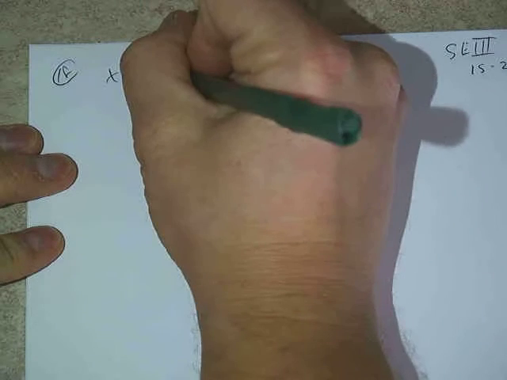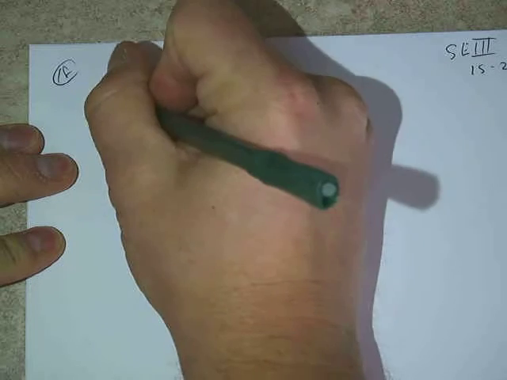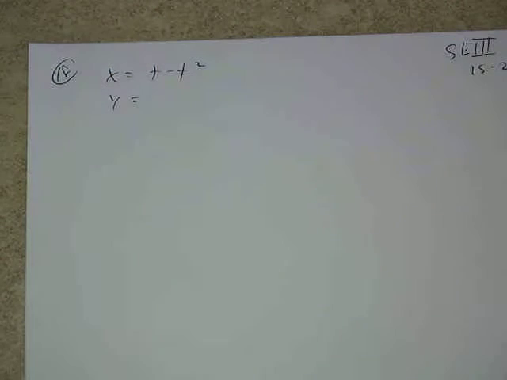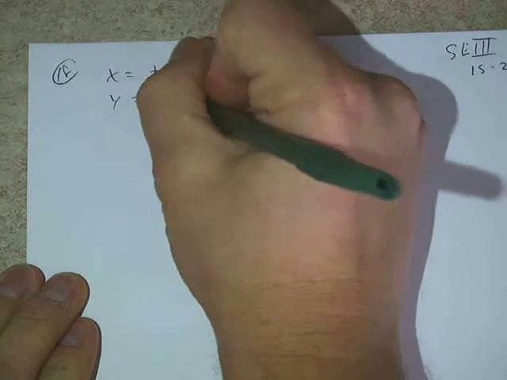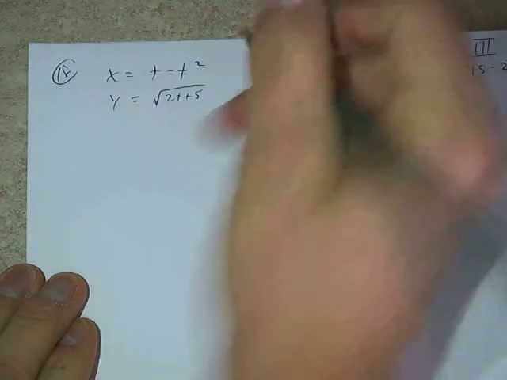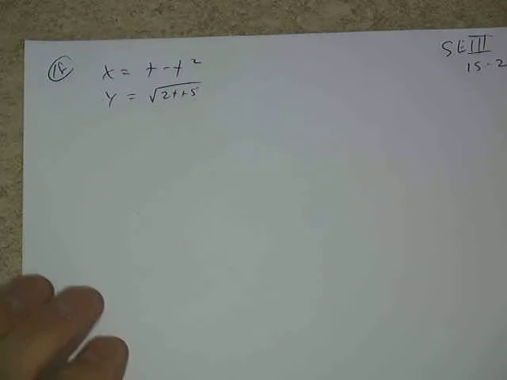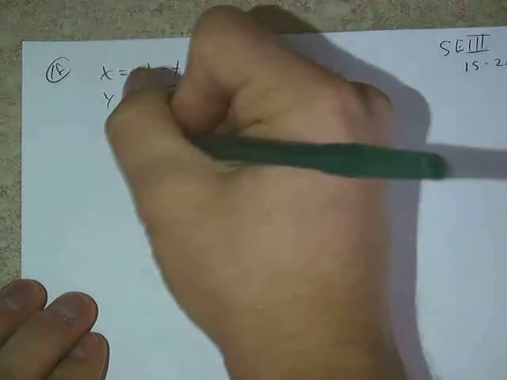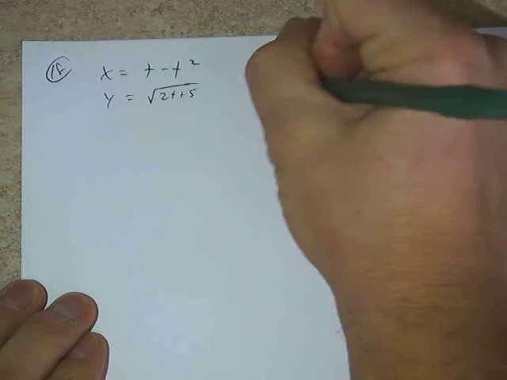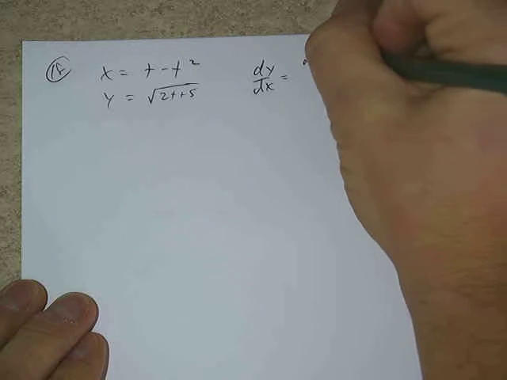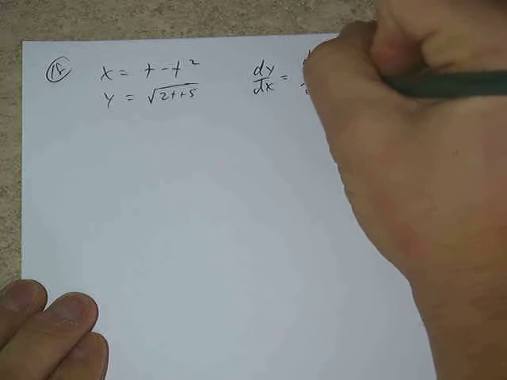Okay, we have two parametric equations. X of t is equal to t minus t squared, and y is equal to the square root of 2t plus 5. Ultimately we want to know the derivative at 2, so dy dx. Remember, in general we know dy dx is dy dt over dx dt.